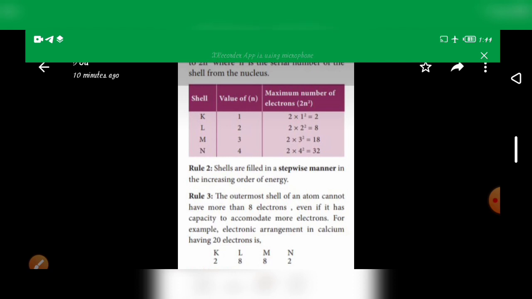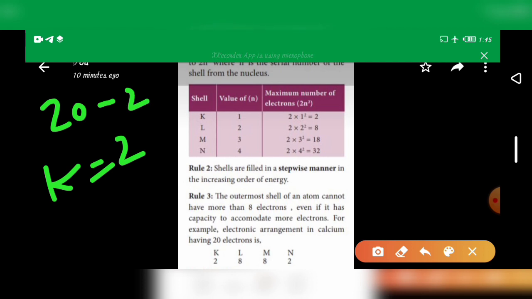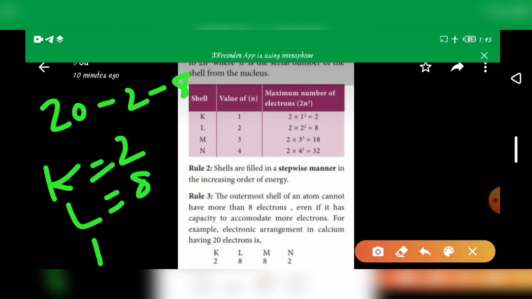For example, take the electronic configuration arrangement in calcium having 20 electrons, that is atomic number 20. You have to split this. First, the K cell contains, you know very well, 2 electrons. Out of 20, 2 is subtracted. After that the L cell always contains 8 electrons. After that 8 also you subtract, totally 10 electrons. After that the M cell also can contain up to 18 electrons, but only 8 will be filled.